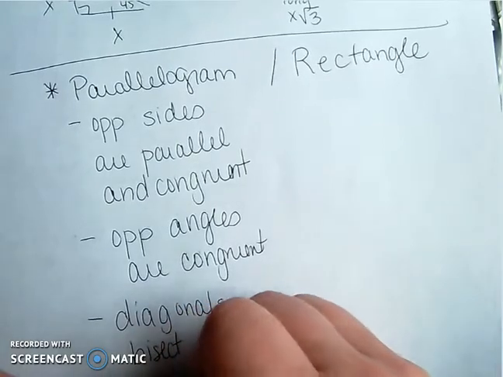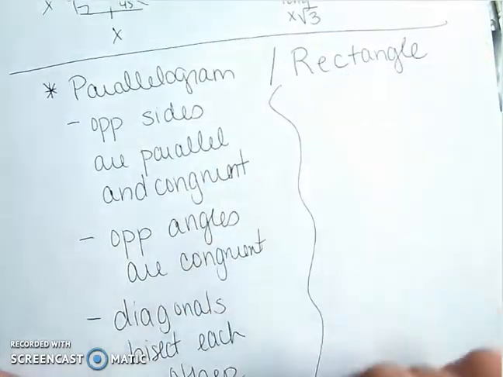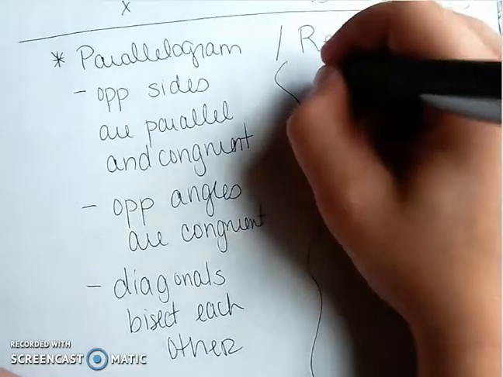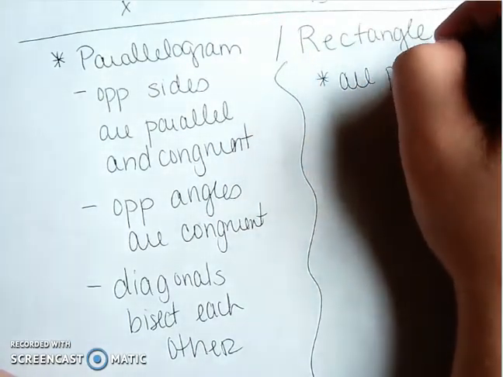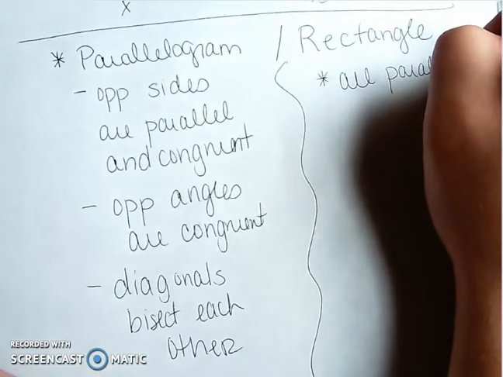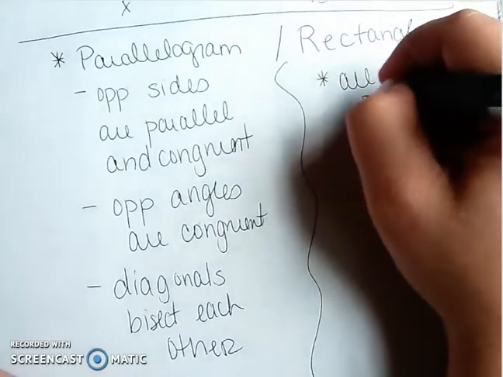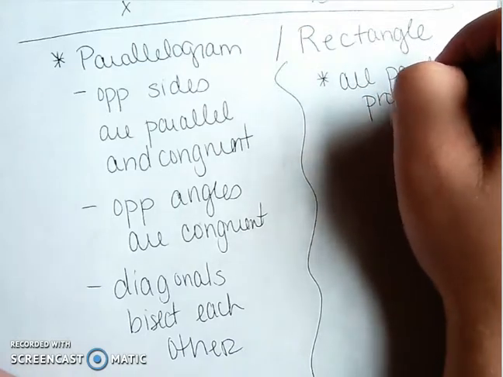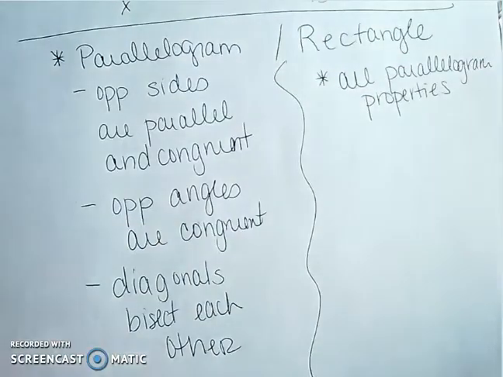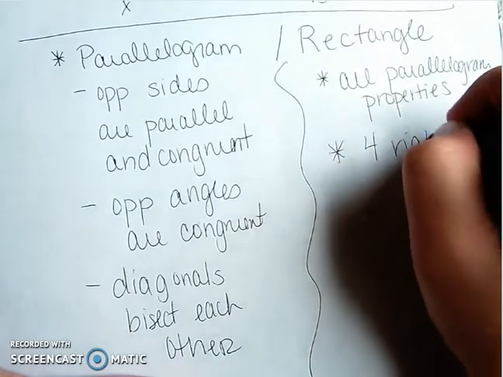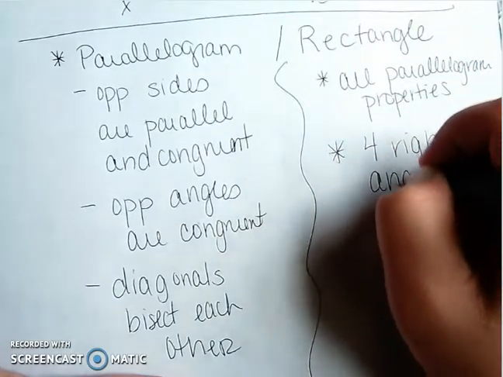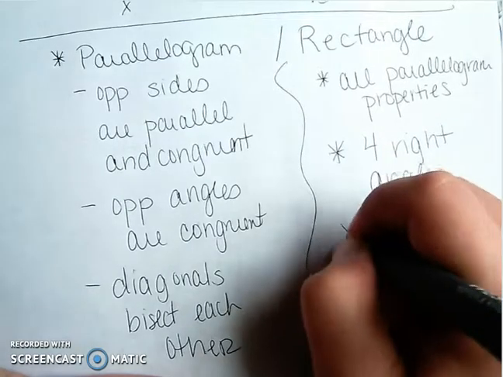A rectangle has all parallelogram properties because it is by definition a parallelogram. And it has a couple extra things. You know it has 4 right angles by definition. That's what makes it stand out.